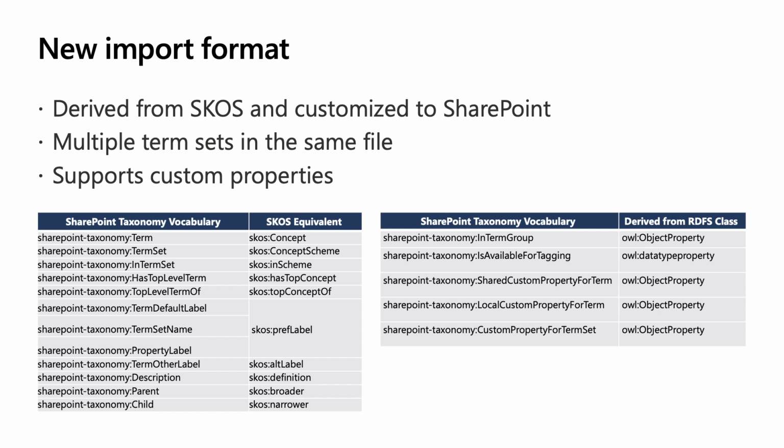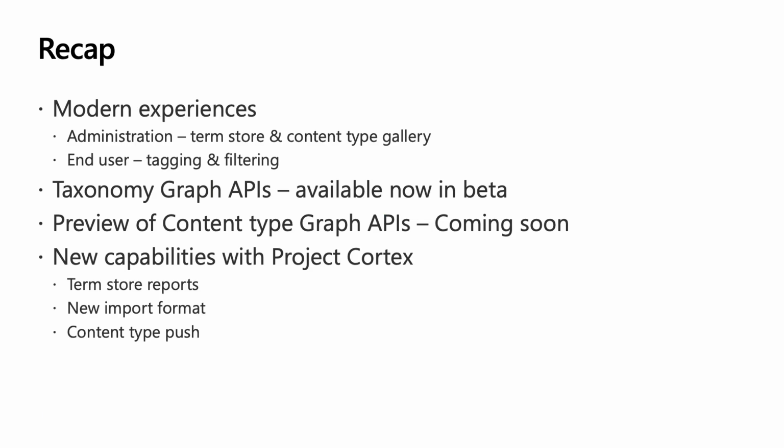This starts paving the way for you to easily adapt third-party taxonomies and bring them into SharePoint. With that, I'd like to do a quick recap of all that we've covered in this session. First, we have all new modern experiences for administration with the term store and content type gallery, as well as the improvements to end user experiences of tagging and filtering, which are already available in your organizations. You've also got some updates coming soon for the column creation and list, as well as the site level term store and content type gallery.